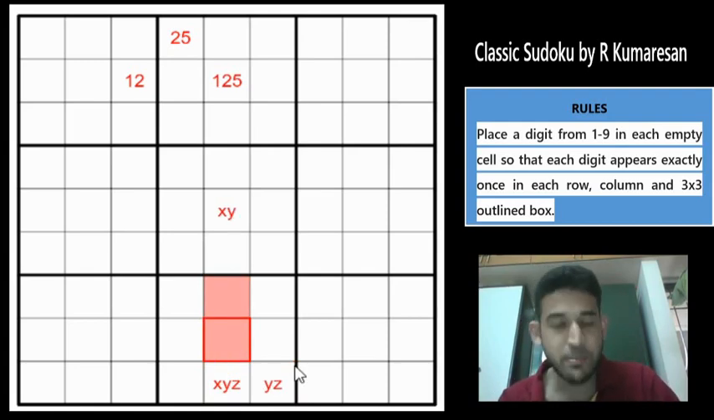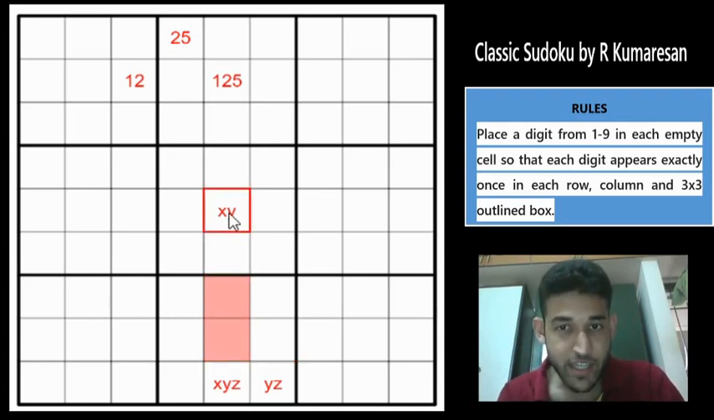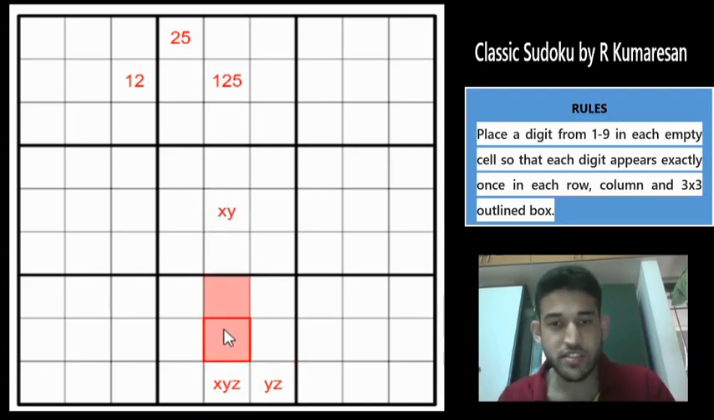So to simplify it in words, when you have such a formation, you can eliminate the common candidate between these 2 cells from the cells which see all the 3 cells. So you see that these are the 3 cells and these 2 cells see all the 3 cells, and you can eliminate the common candidate between these cells from these 2 cells. So this is how an XYZ wing works, and we have an example shown here immediately.